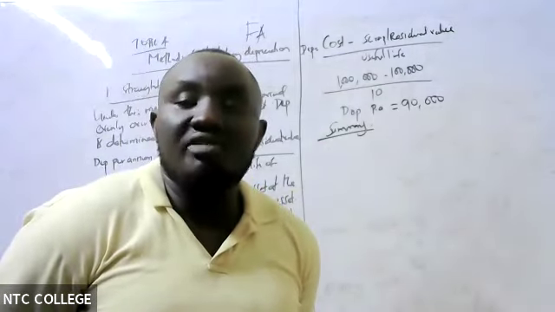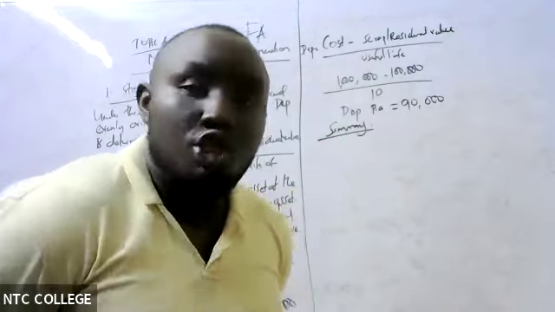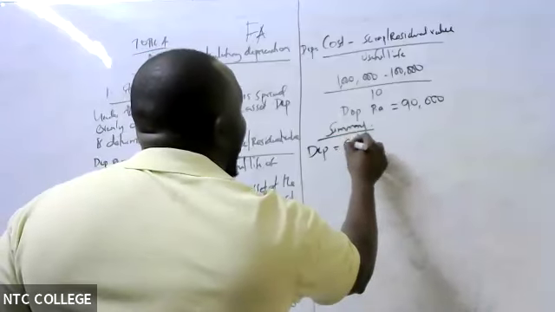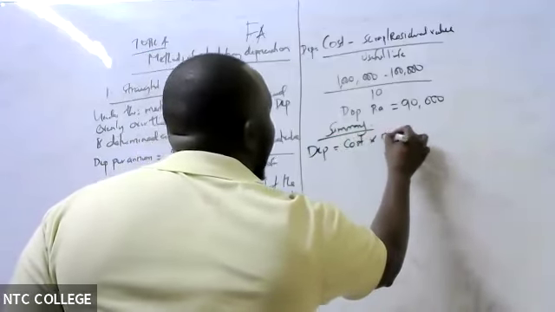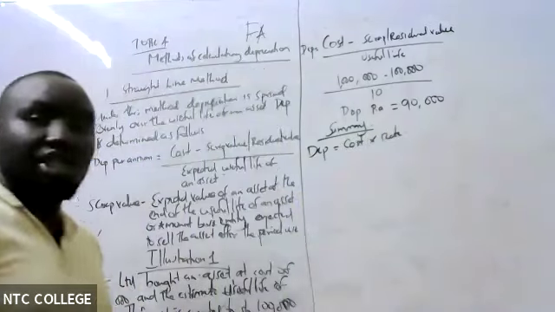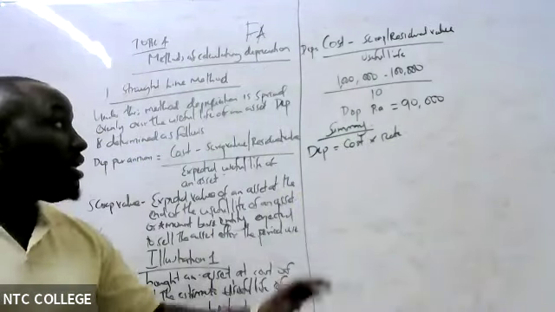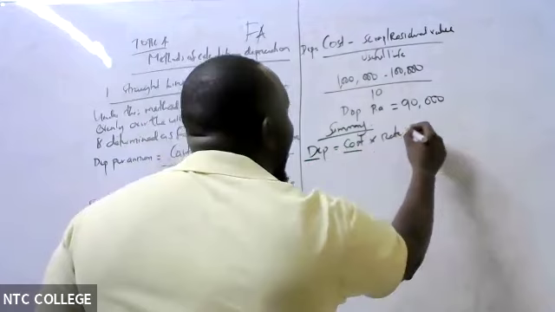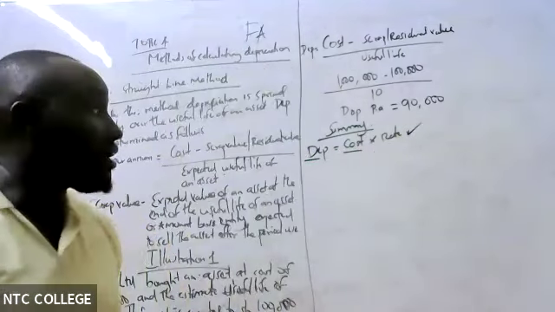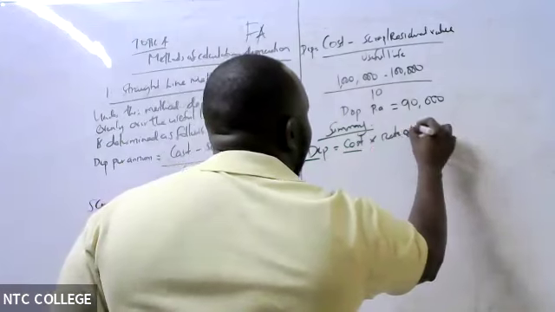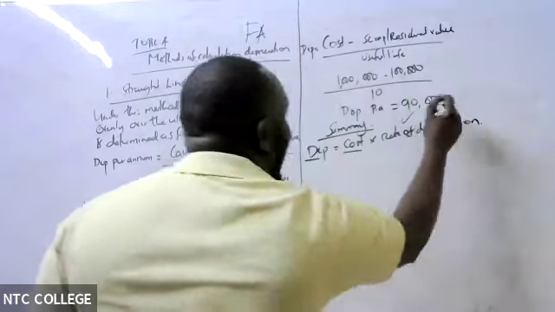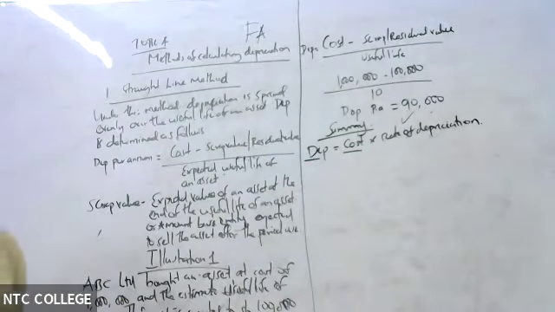So in this case, when you're given the rate and cost, depreciation using the straight line will simply be cost times rate, and rate in this case is a percentage. If you're not given the useful life and so on, using the straight line method, depreciation is equal to cost times rate of depreciation. If you look at the papers, most of the questions would apply this formula.